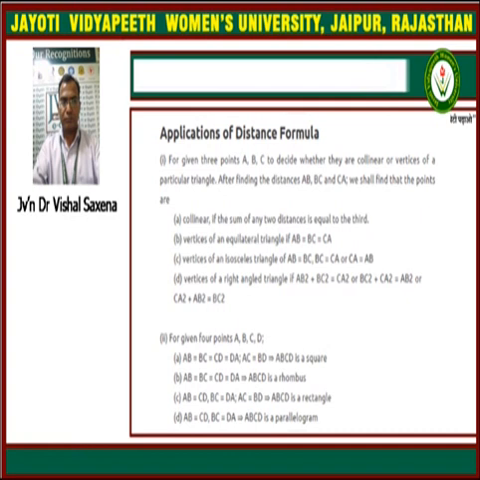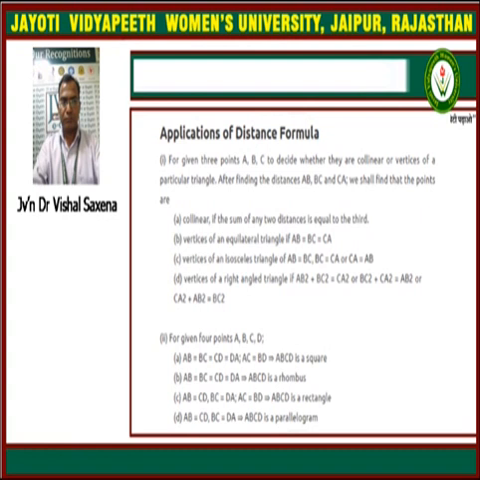Next, if we have to check that a triangle is equilateral, then we have to show that AB is equal to BC is equal to CA, meaning the 3 distances are equal, and the 3 distances can be given by the distance formula. Third, if we have to show that triangle ABC is an isosceles triangle, then we have to show that AB is equal to BC, meaning any two sides are equal.